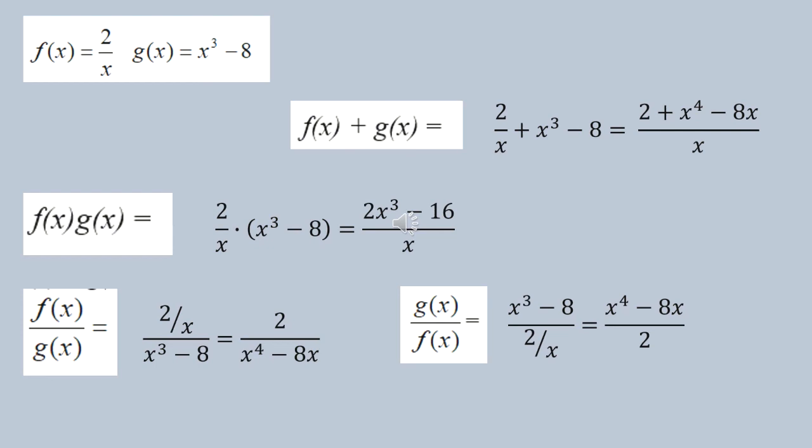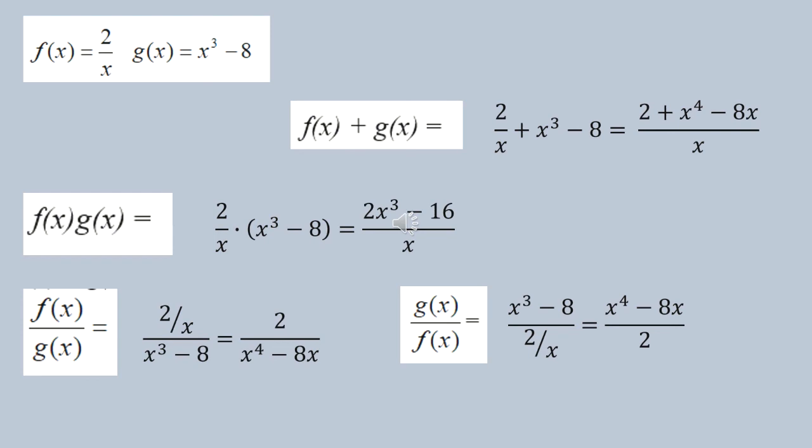If I multiply them, then 2 times x cubed minus 8 is in the numerator, and there's a single x in the denominator. So you might want to rewrite that as 2x cubed minus 16 divided by x. If I divide with f of x in the numerator and g of x in the denominator, notice that since 2 divided by x has an x in the denominator, it essentially creates another factor of x in the denominator. So the cleaned up result would be 2 divided by x to the 4th minus 8x.